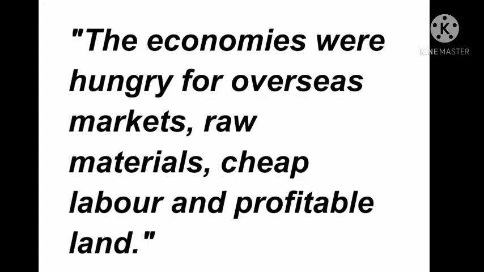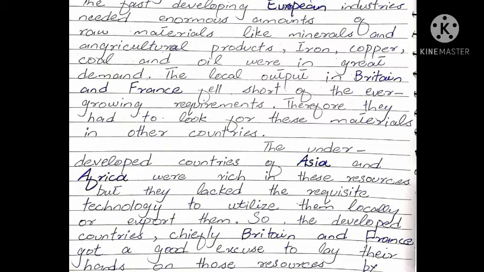So, number one point is that the economies were hungry for overseas markets, raw materials, cheap labor, and profitable land. This referred to the requirements of 19th century industrial development. The fast developing European industries needed enormous amounts of raw materials like minerals and agriculture products. Iron, copper, coal and oil were in great demand. The local output in Britain and France fell short of the ever growing requirements. Therefore, they had to look for those materials in other countries.